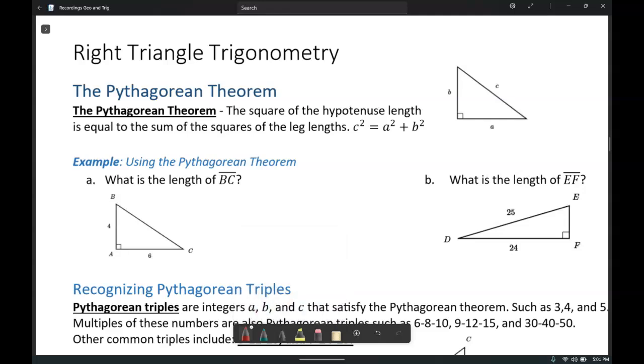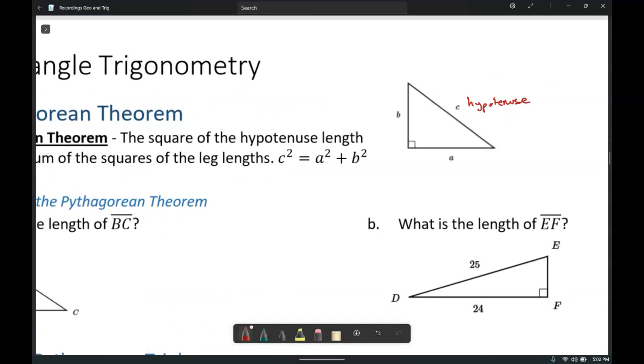Now, hopefully you all are familiar, at least to some degree, with the Pythagorean theorem, which is the lovely right triangle formula that allows us to calculate a missing side of a right triangle given two other sides of said triangle. And it states that the square of the hypotenuse is equivalent to the sum of the squares of the legs, with the hypotenuse being the longest side of the triangle.